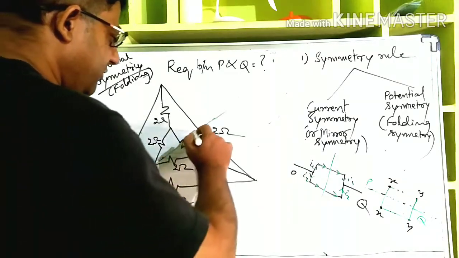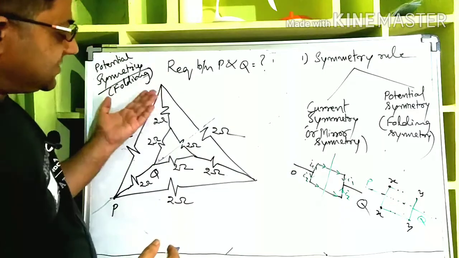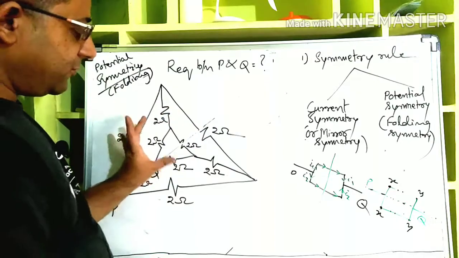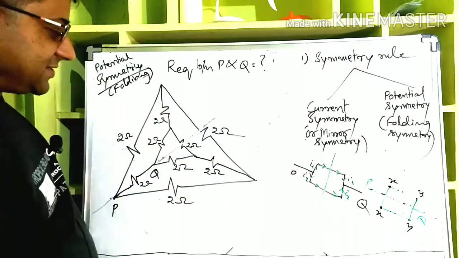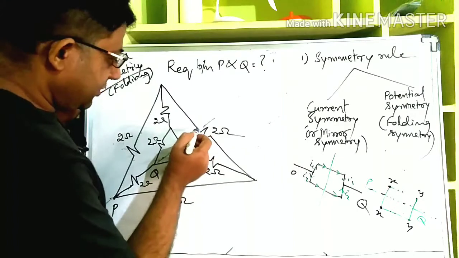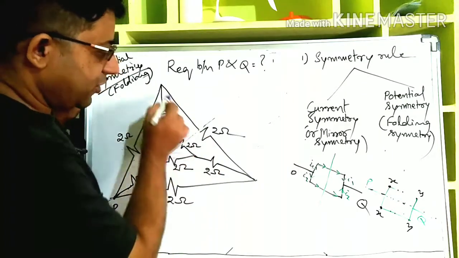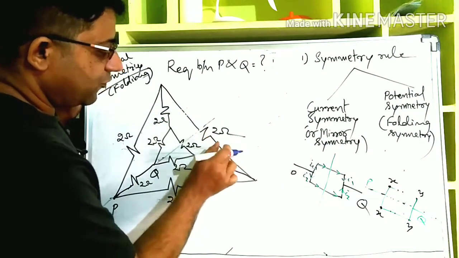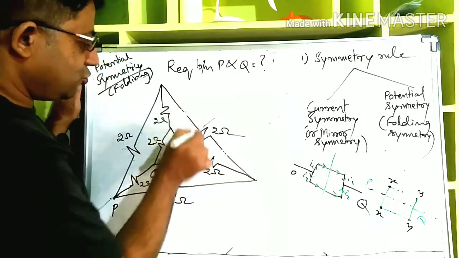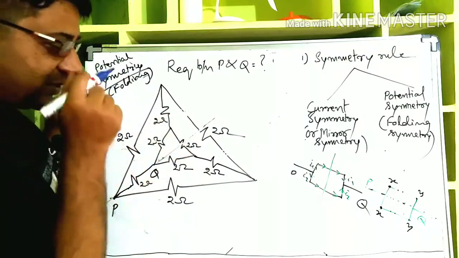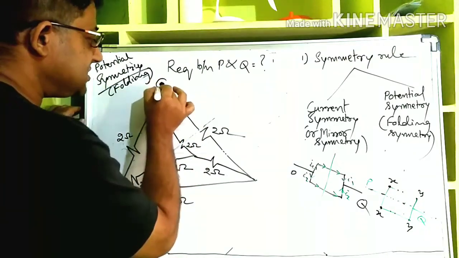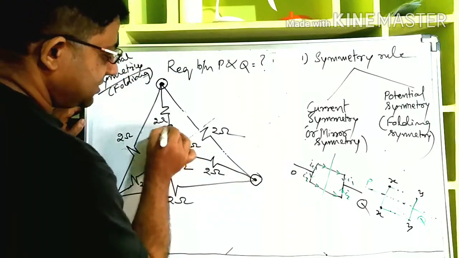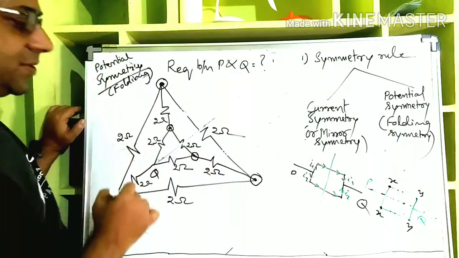Joining P and Q, if we draw one line, then one side folds on the other side. If we fold about this line, one falls exactly on the other, right? And this 2 ohm you can think of as 1 ohm on this side, 1 ohm on this side, in series. Similarly this 2 ohm also you can think of as 1 ohm, 1 ohm, right? So it's a folding symmetry. The potential of this point must be equal to the potential of this point. Similarly the potential of this point must be equal to the potential of this point.